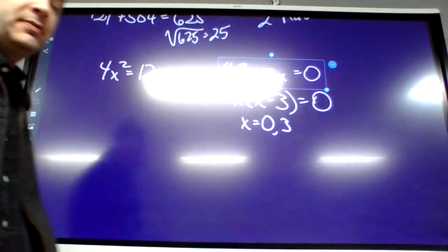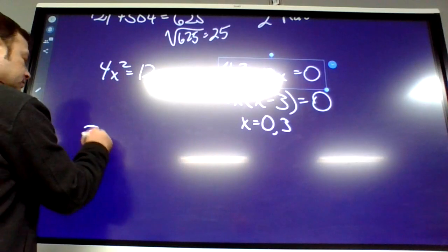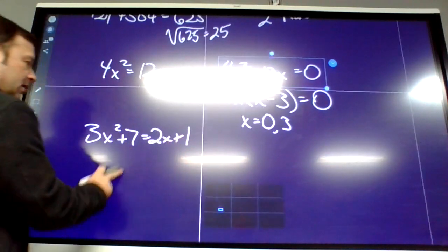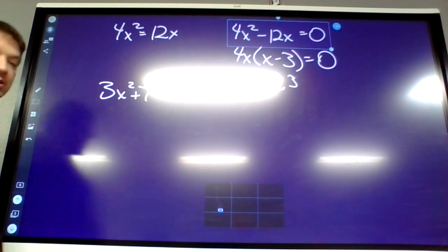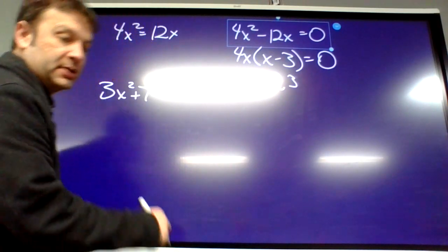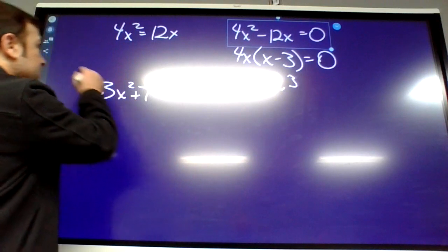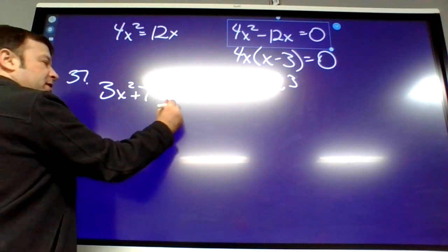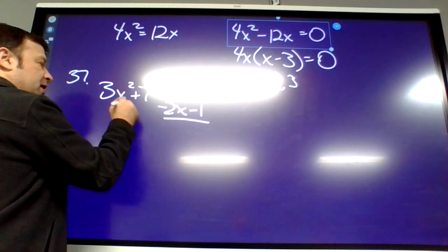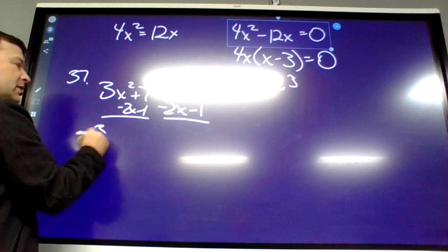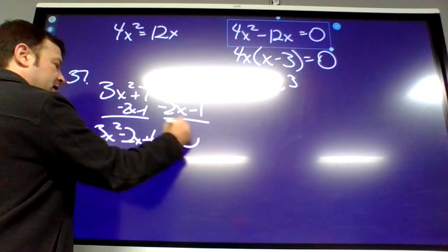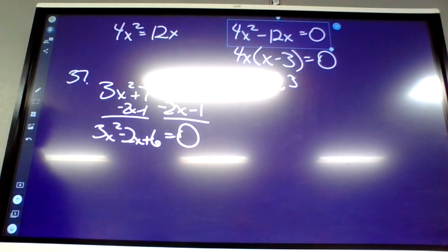3x squared plus 7 equals 2x plus 1. Okay, so on this one, remember, normally we want to move everything to one side, right? So I'm going to subtract 2x and 1 over here. But remember, only like terms go together when you're adding and subtracting, so it'll look like that.